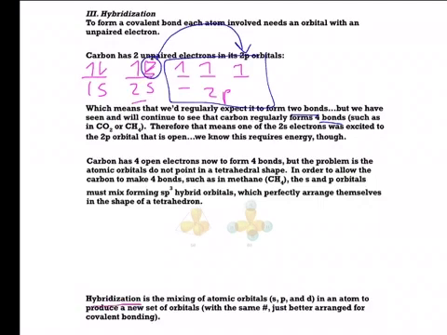So down here you can read what hybridization is. It's the mixing of the atomic orbitals s, p, and d in an atom to produce a new set of orbitals which are better arranged in a proper shape to allow that atom to bond and make a molecule that has the shape that we would expect it to, like we've been learning with the electron geometry and the molecular geometry.